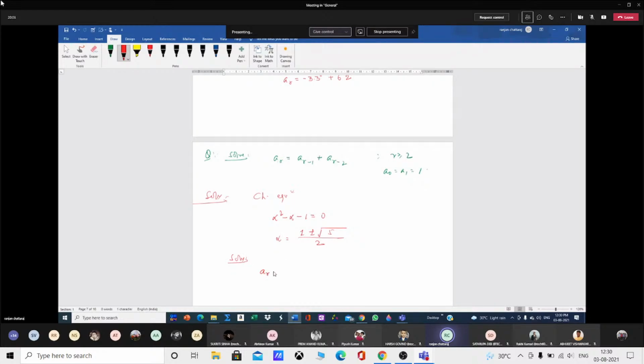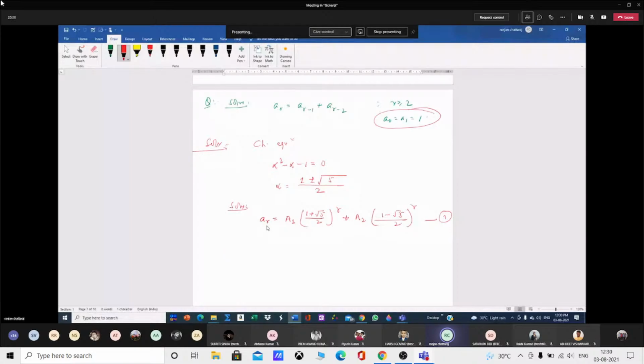a_r is equal to a1 into one of them, suppose ((1 plus root 5) by 2) to the power r, and the second one will be a2 into ((1 minus root 5) by 2) to the power r. You can take minus over here also, no problem. So this is the general recurrence relation. Now we have the initial condition. This is our initial condition.